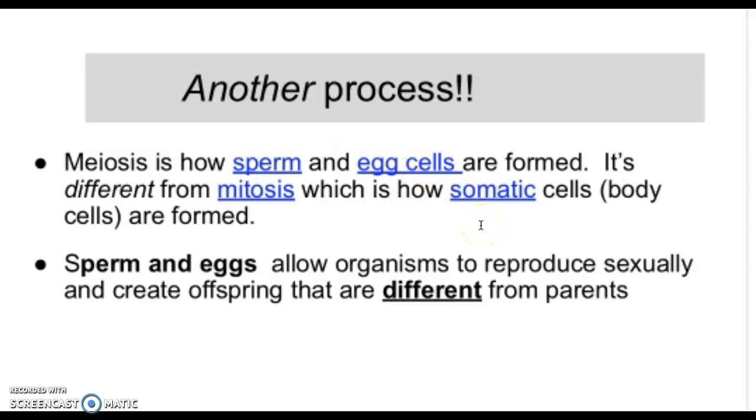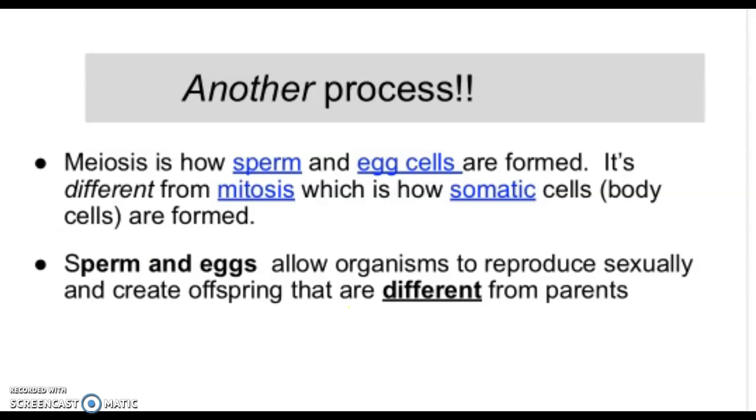It happens in sex cells, okay? Such as the sperm and the egg. And because the sperm and the egg are genetically different, they're very different from one another, we are going to create offspring that are different as well.